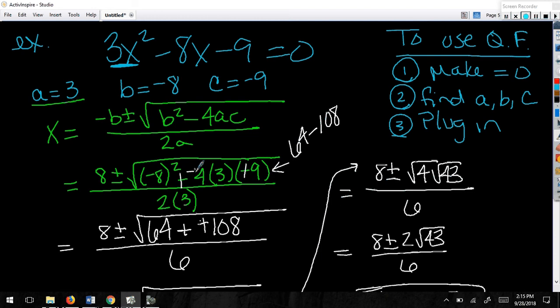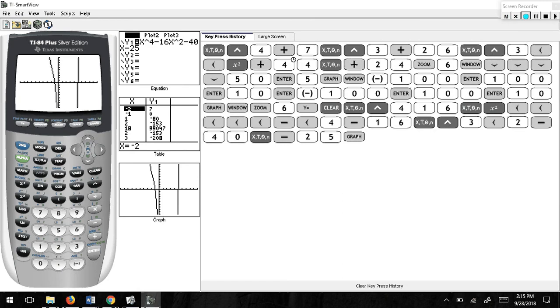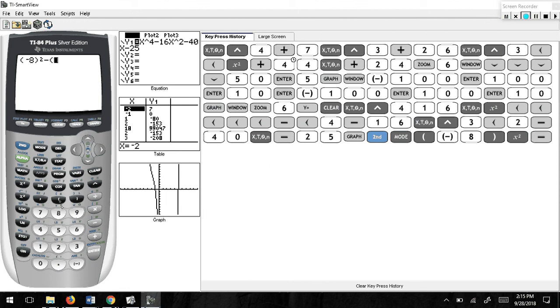You can literally look, watch this. But there's a minus in front. Watch this. -8, and you have to put that in parentheses, squared, minus, and you got to put this in parentheses, 4 times, what was A? 3, and what was C? -9. I'm going to wait.